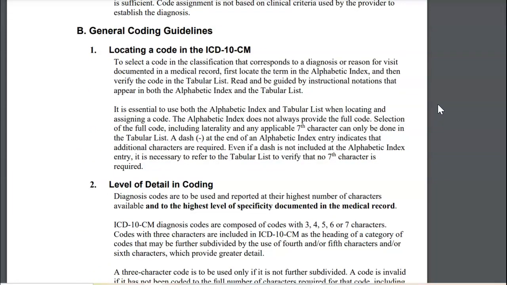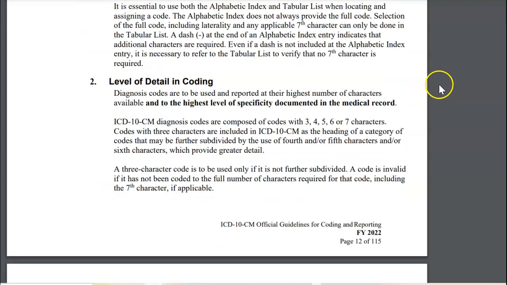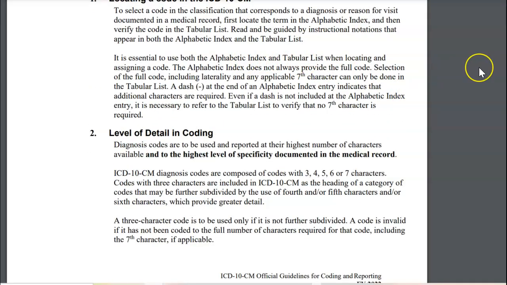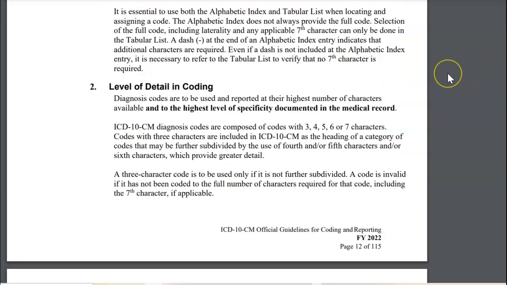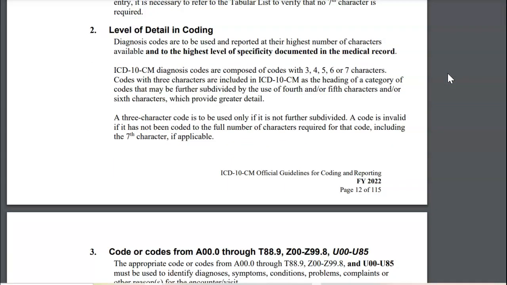Okay, how do we locate that code in ICD-10? So to select that code, you want to go to the alpha. Again, you look for those main terms. And that alpha, keep in mind, does not always give you that full code. So you need to go to the tabular list and look to see if there's more digits or characters. And again, go to the highest level of detail encoding.